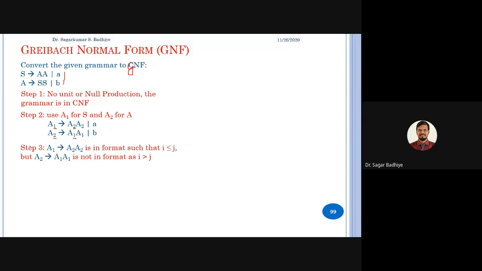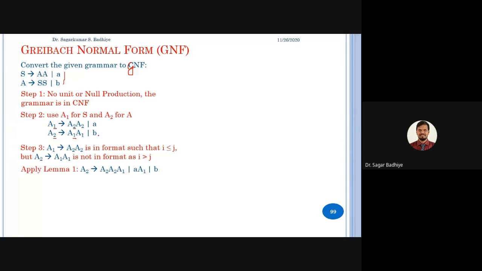So in step 3, we know that the first rule is in the format because i is less than or equal to j. But in the second rule, A2 derives to A1, the i is greater than j. So the condition is not satisfied, so we need to apply lemma 1. Now, what does lemma 1 say? Lemma 1 says that we'll separate the rules as beta rules and alpha rules, right? So here, A2 derives to A1 is the alpha rule, and B is a beta rule because this is in the required format.